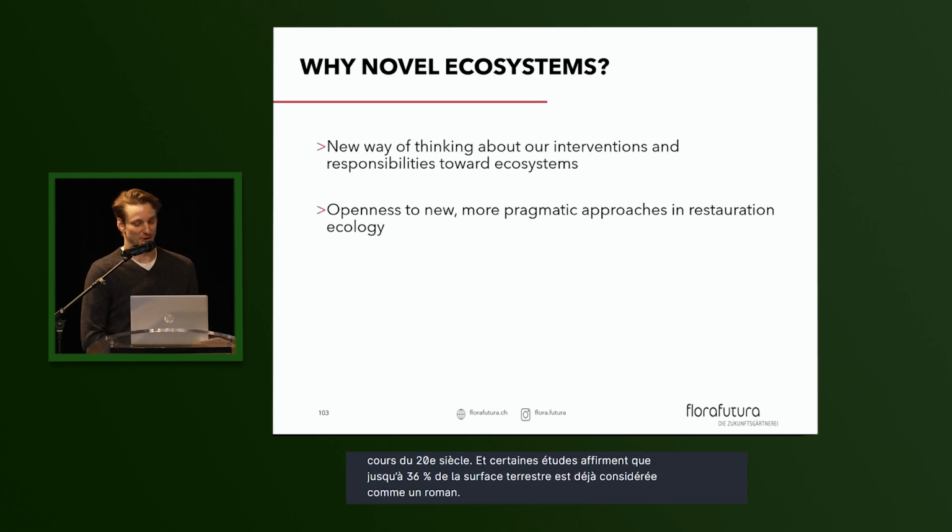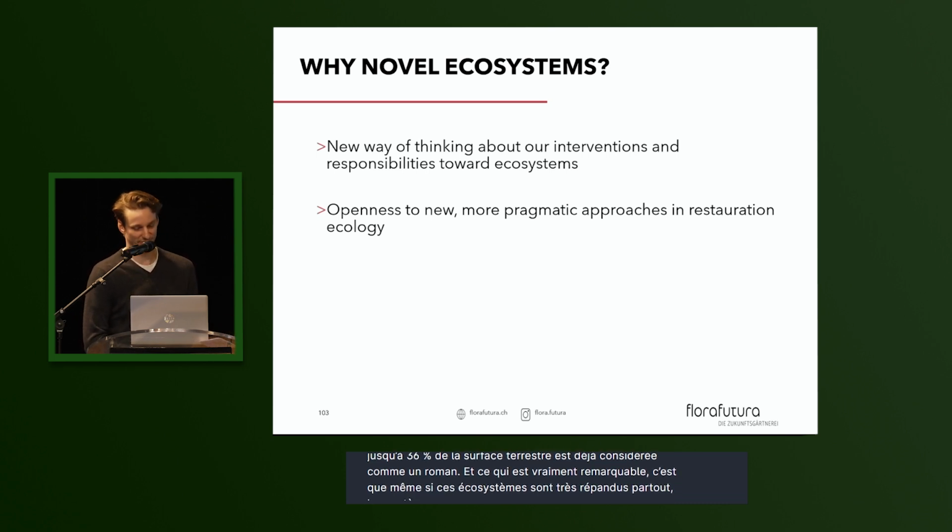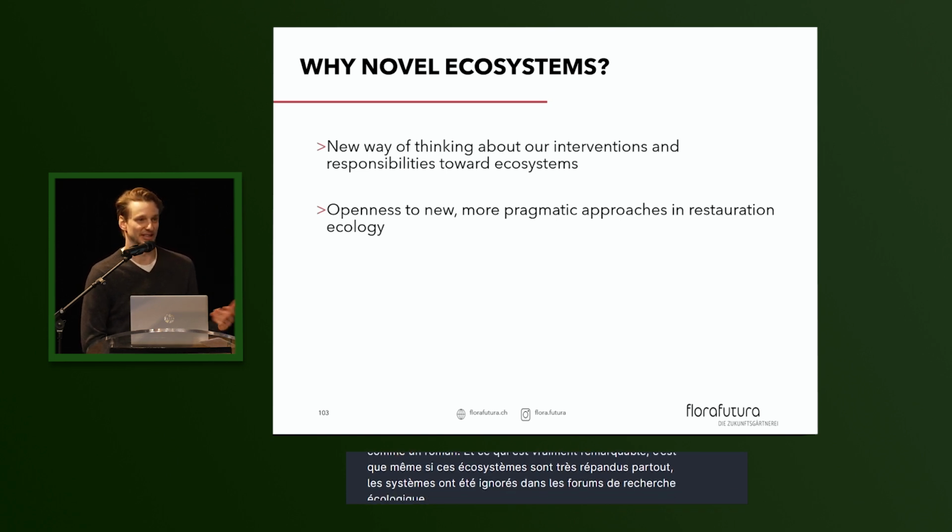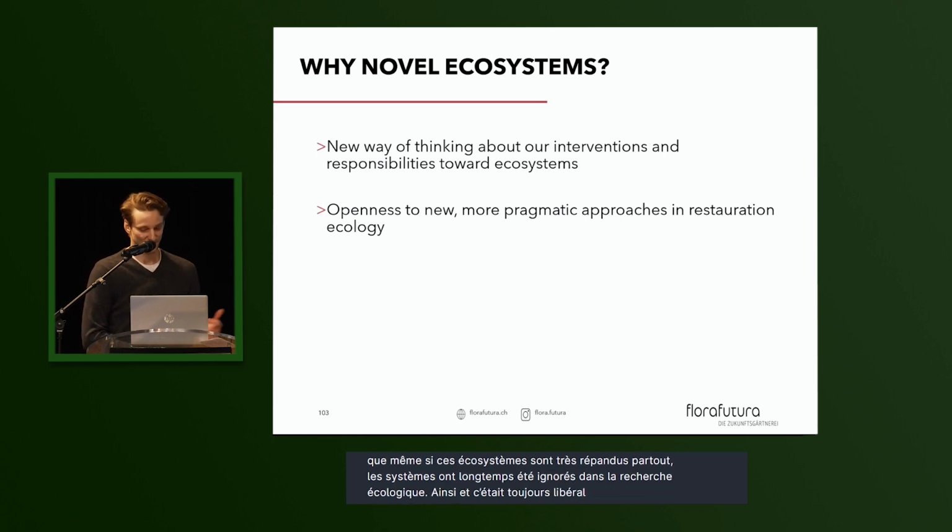And what is really remarkable is that even though these ecosystems are very prevalent everywhere, they have been ignored in ecological research for a long time. They were always just designated as degraded ecosystems. Now this concept pushed the establishment of a new way of thinking about interventions and responsibilities towards these ecosystems, and promotes openness to generally new approaches in restoration ecology.